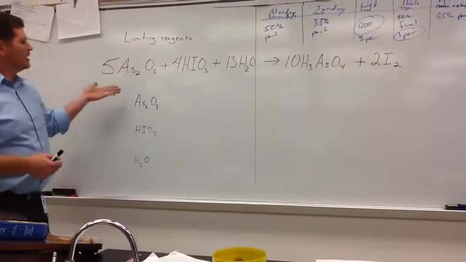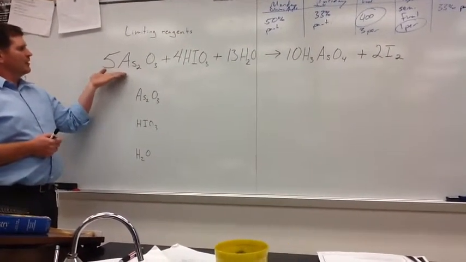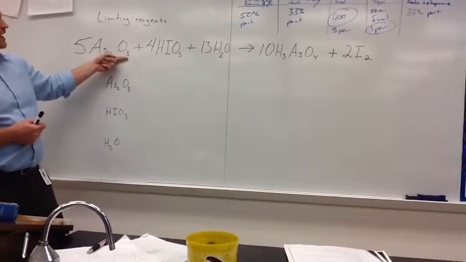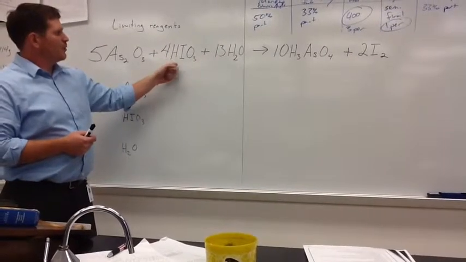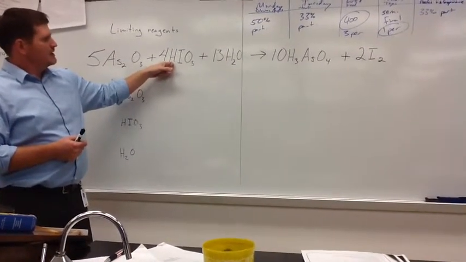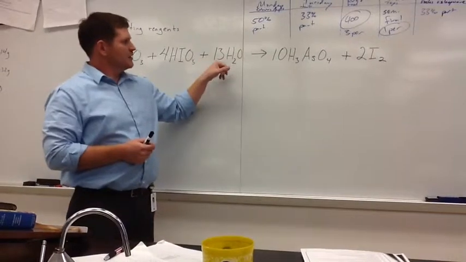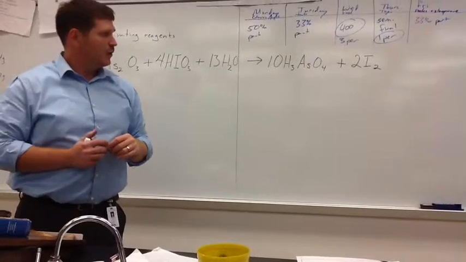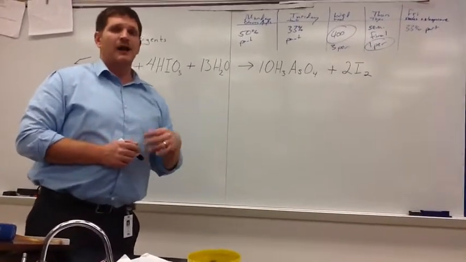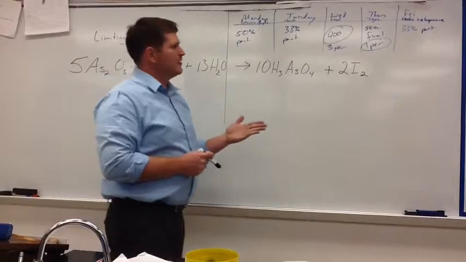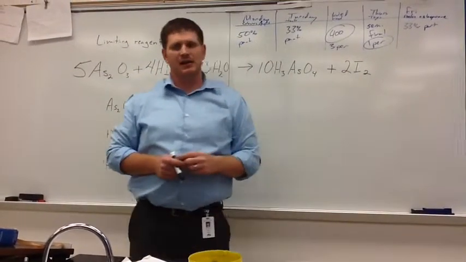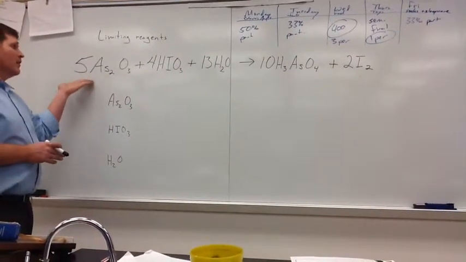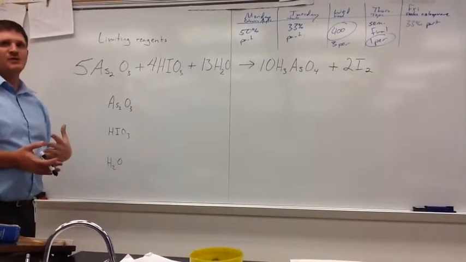So, what we have here is a reaction of 5 As2O3, which is diarsenic trioxide, plus 4 moles of HIO3, plus 13 moles of H2O, and that yields 10 moles of H3AsO4 plus 2 I2. Now in this particular reaction, I want to figure out how much iodine I can make. So we're going to figure out that from these amounts here. Now, I don't have amounts here, so let's go ahead and throw some amounts in there.